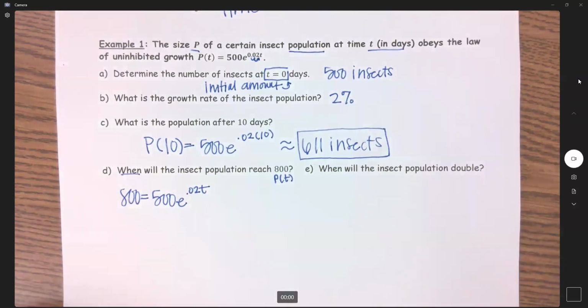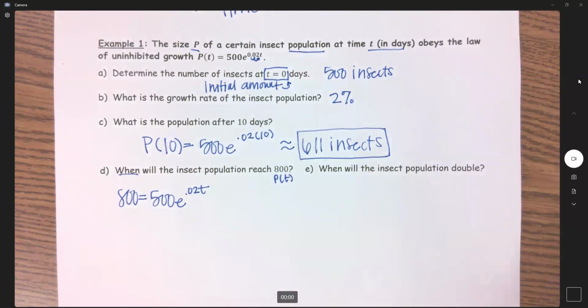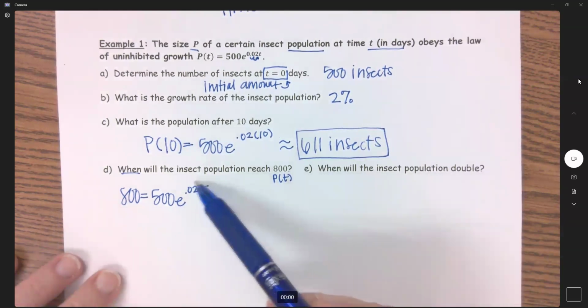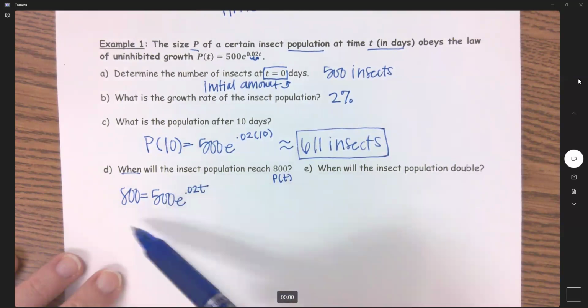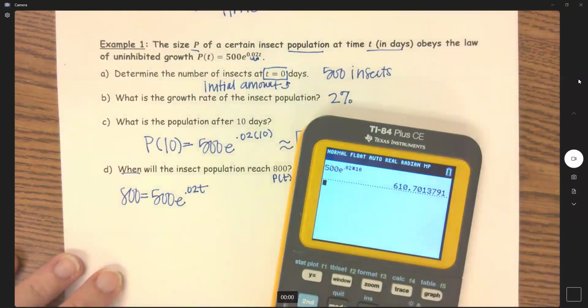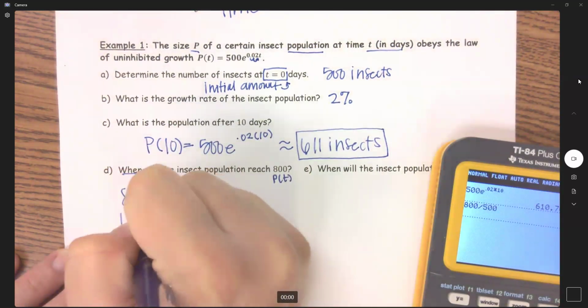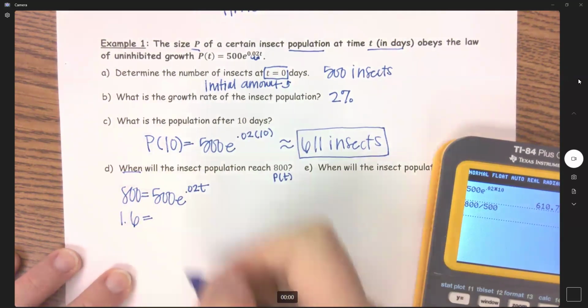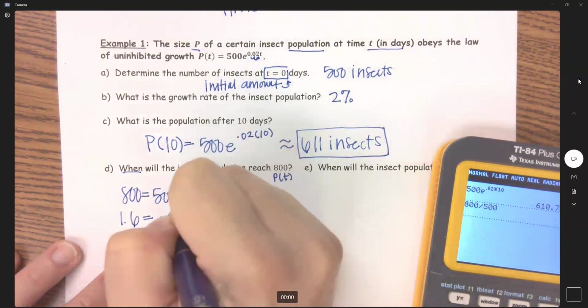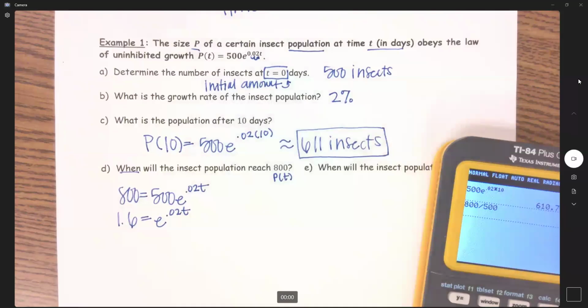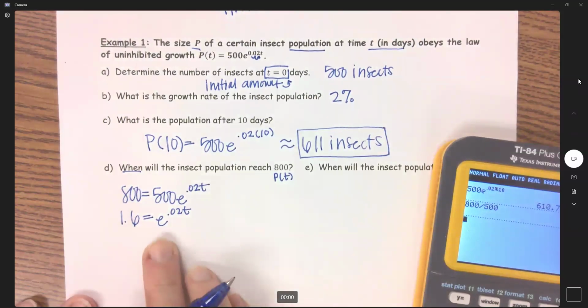So what are our steps for exponentials? We'll first isolate the exponential. So my exponential is this e to the 0.02 t. So I need to divide that 500 over. Now, because this comes to a nice clean decimal of 1.6, I can use that as a decimal. So we have 1.6 equals e to the 0.02 t. So now I have isolated my exponential.